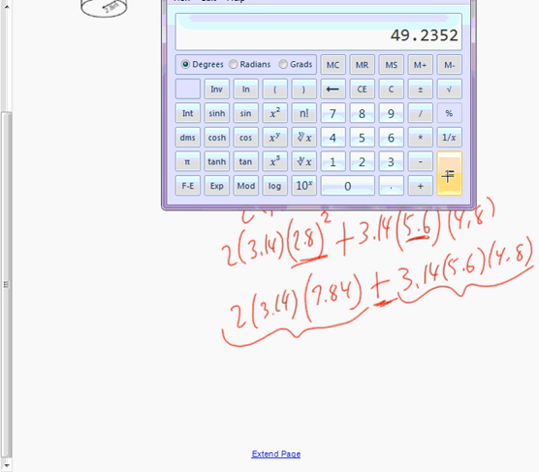Up top here, you have MC, MR, and MS on your calculator, plus M plus and M minus, okay? So if I press MS, does anyone know what that does? Anyone have any idea what that button means? What does it mean, Colin?